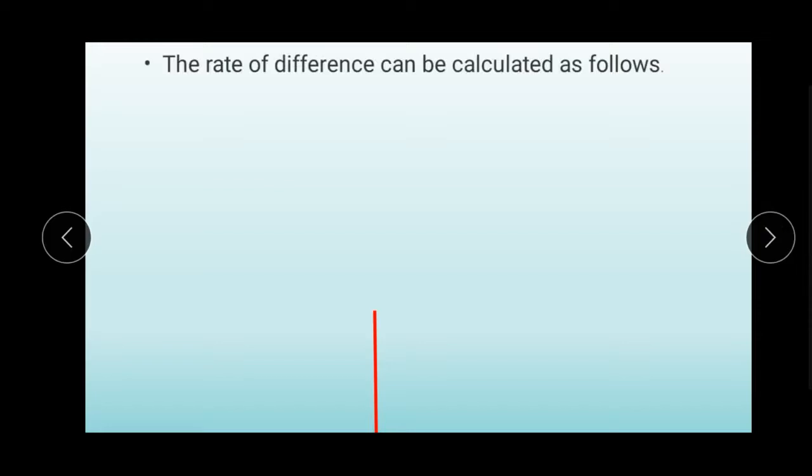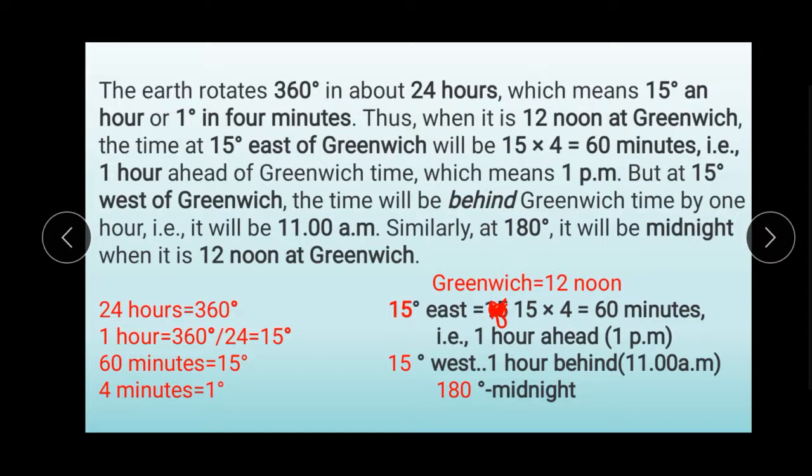The rate of difference can be calculated as follows. How can we calculate? The Earth rotates 360 degrees in 24 hours. So in 24 hours, 360 degrees. That means in 1 hour, how many degrees? 360 divided by 24, that is 15 degrees. So in 1 hour, Earth rotates 15 degrees.